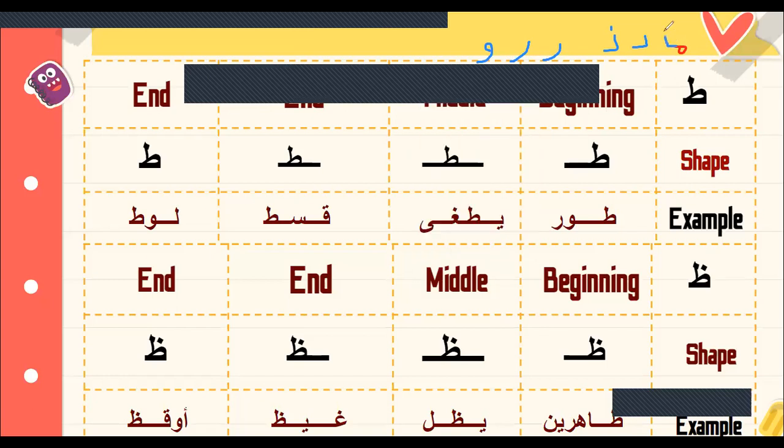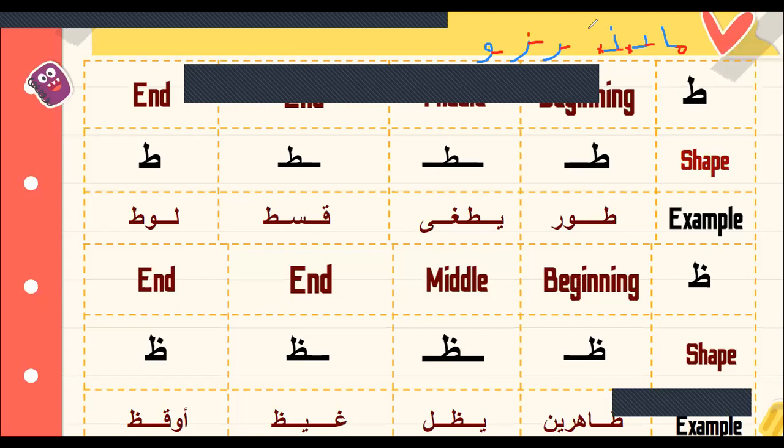Okay, so the same way for the dal, I can find a dal just in this shape, but still I can never add a letter here. The dal can be connected to a letter before, but never to a letter after. The same for the ra, the same for the za, and the same for the waw.